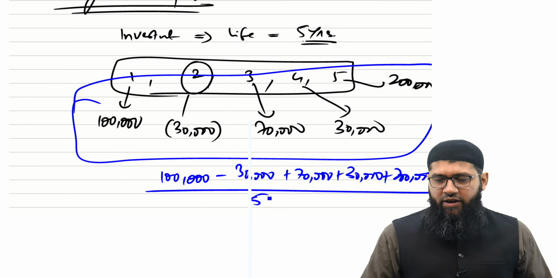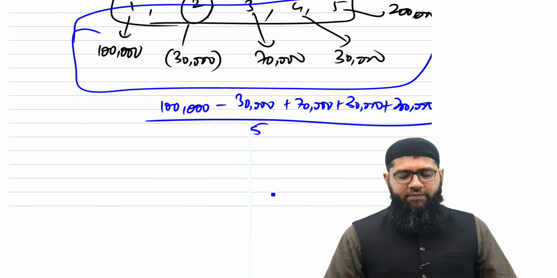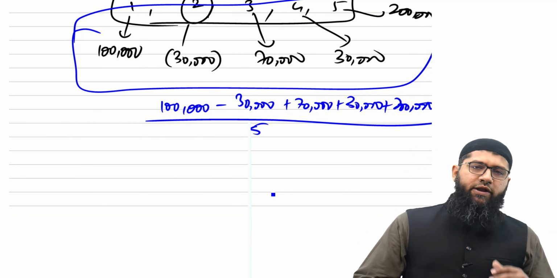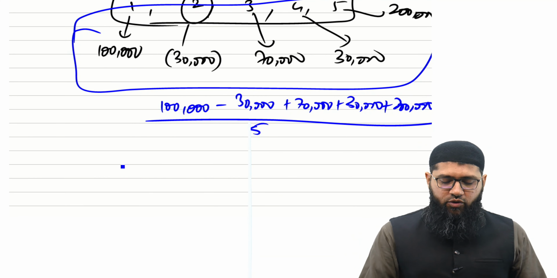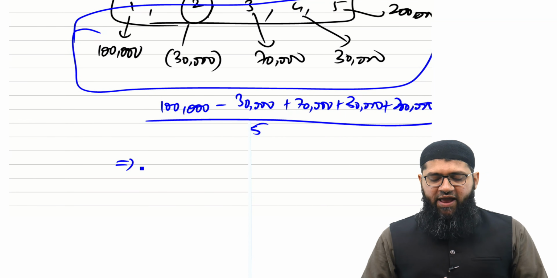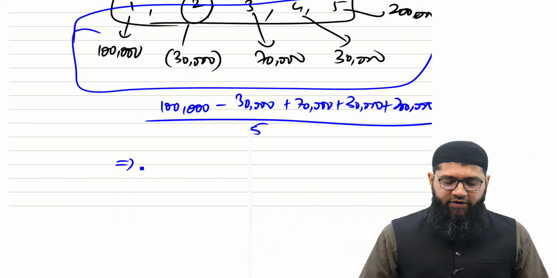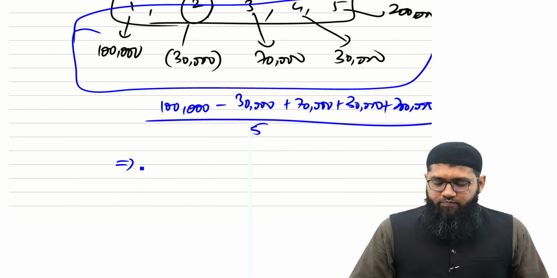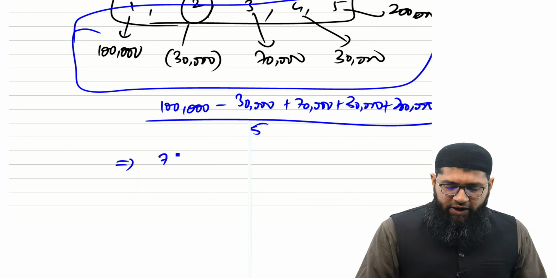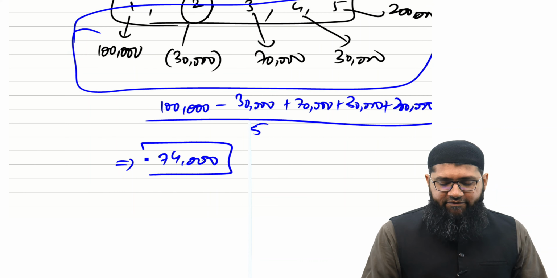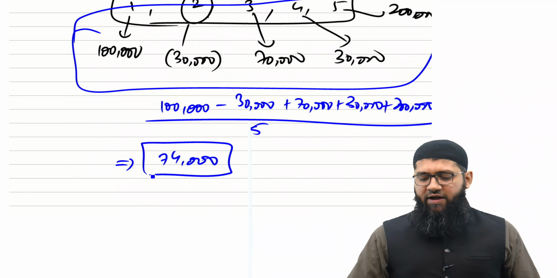And this is all going to be divided by 5. So when you divide all of this by 5, you would resultingly get the average annual profit. What are you going to get? You're going to get the average annual profit. I think it turns out to be approximately 74,000. 74,000 is your average annual profit.